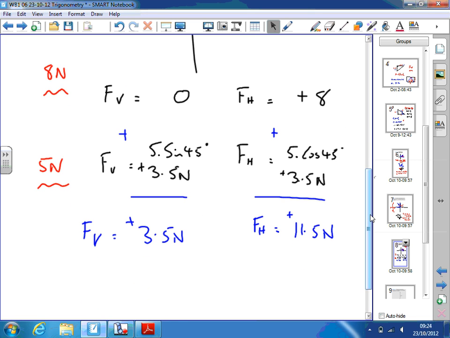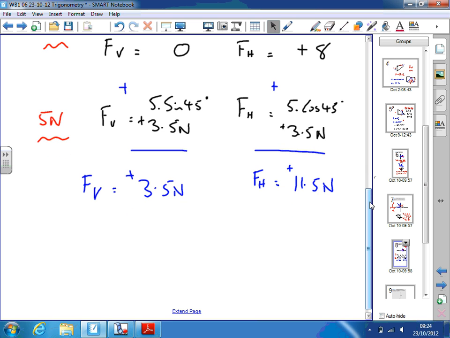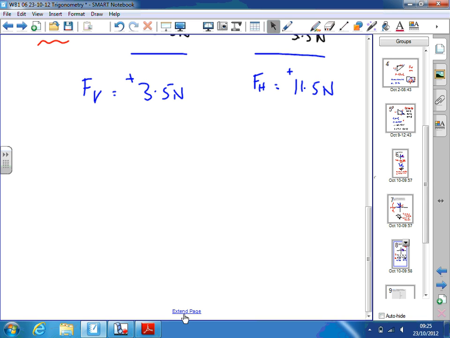so I end up with the vertical component of the 8 Newton force is 0, horizontal is 8, and then I calculate the components for the 5 and they turn out to be the same because the angle is 45 degrees, both 3.5 newtons, both positive, so I add them together and I've got this. So now I've got to find the resultant. So draw it. I've got 3.5 newtons vertically in the positive direction and 11.5 that way. The resultant is going to be here.